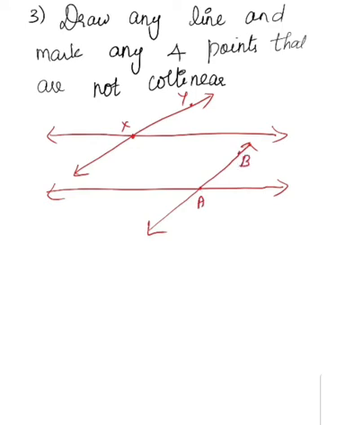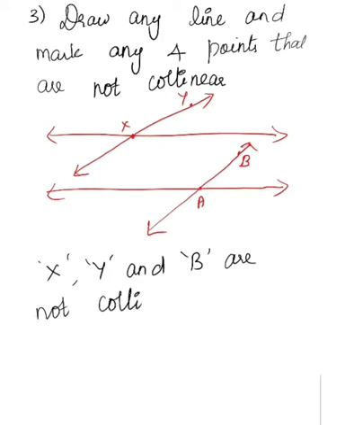In this diagram, which are not collinear? You just mark it X, because X, Y, B are not collinear, or if you want, you can take A, X, Y. I take X, Y and B are not collinear points, because they do not lie on the same line.